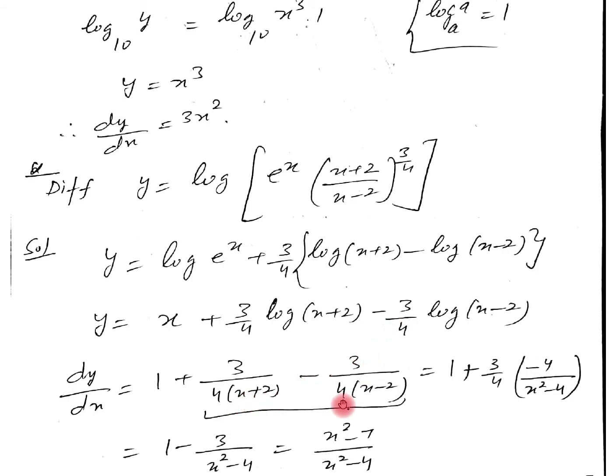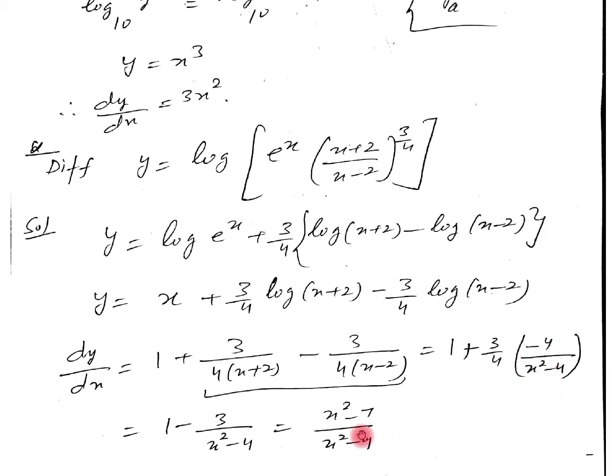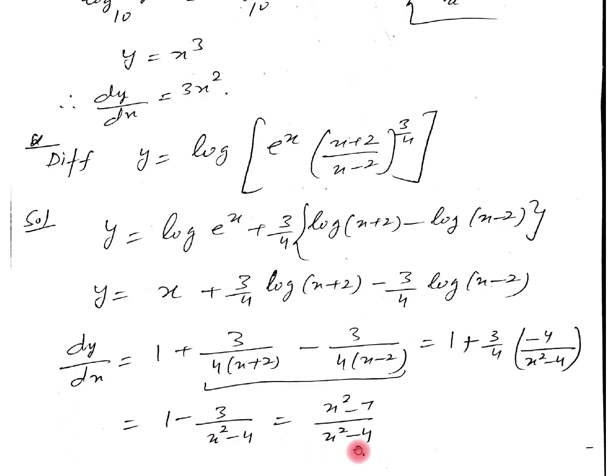Again 3 by 4 as it is. Log of x minus 2 is equal to 1 upon x minus 2. Again simplifying these two terms, 3 by 4 you can take common here. Simplifying the remaining term, we are getting here minus 4 upon x square minus 4. Now again simplifying, we are getting dy by dx equal to x square minus 7 upon x square minus 4.